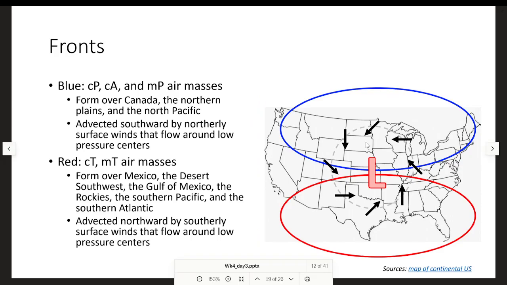Okay, so fronts. You could say that these cold air masses up here, cP, cA and mP air masses, are forming over Canada. If you had a low here, and you do often get lows here, they form off the Rocky Mountains. And then you have the red here, the warmer air masses. So you've got a lot of cold and a lot of warm circling this low, and it makes for an especially good setup for severe weather. So the Rocky Mountains and the combination of temperatures are really what sets us up for success here.